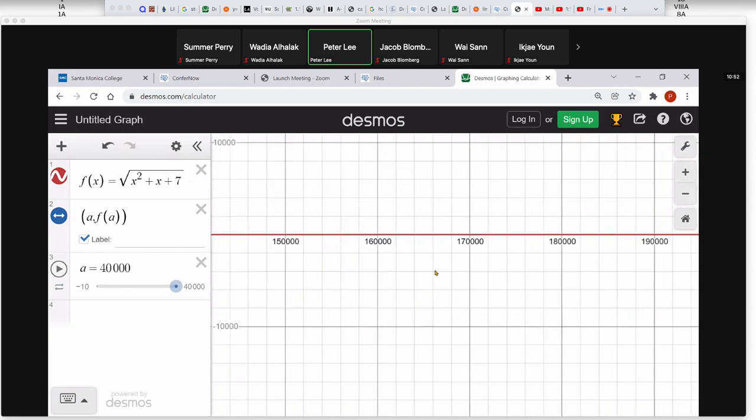But should you try one more? How about 180,000? See, 180, not 18,000, but 180,000. The y value is 0.5. Okay, so now we can kind of see that the limit is probably 0.5. But again, it's not conclusive though.